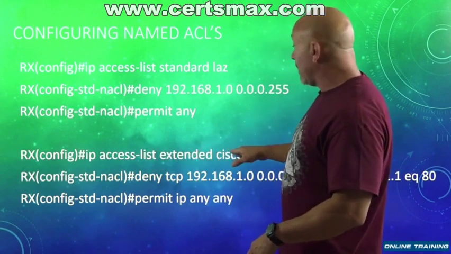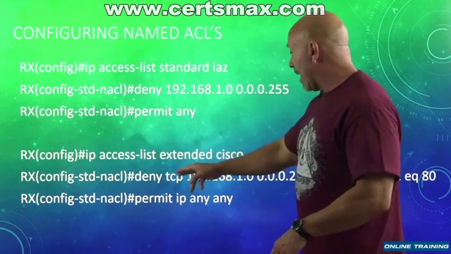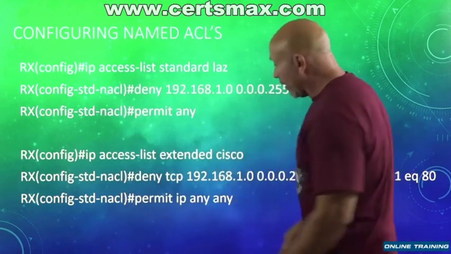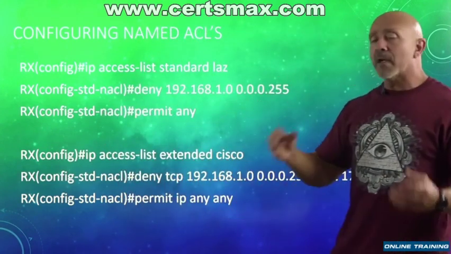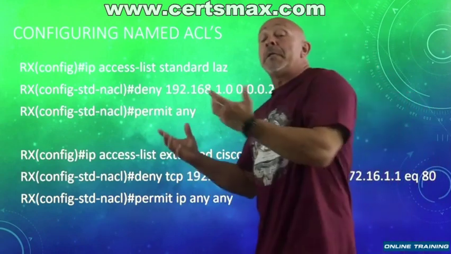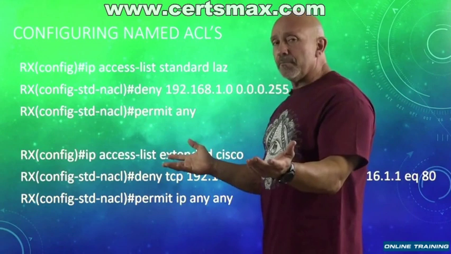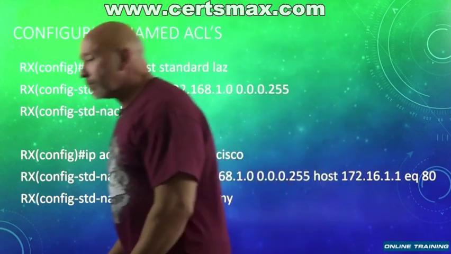IP access list extended, call it Cisco. Deny TCP, source, destination, port number, and then permit. So the concept is still the same, but now instead of giving it a number, we're giving it a name. That's it. Let's do it.